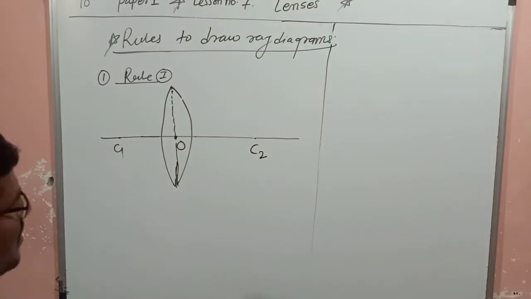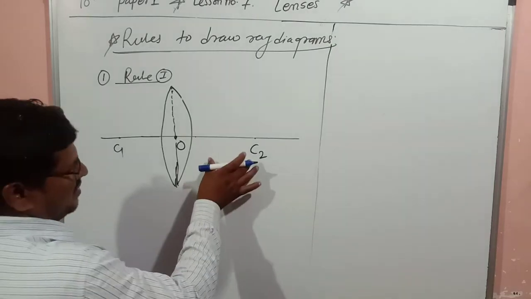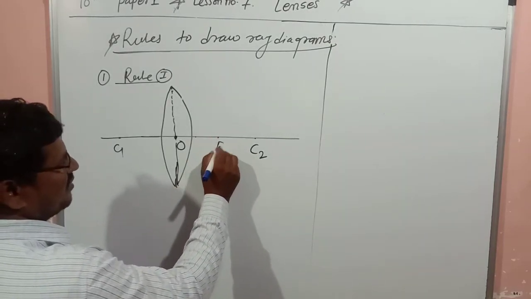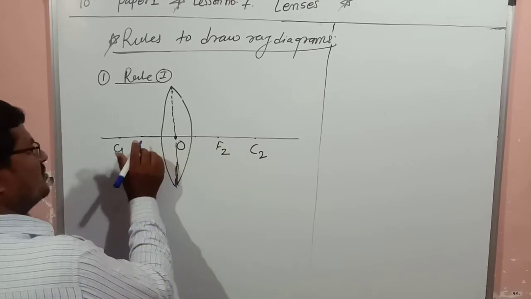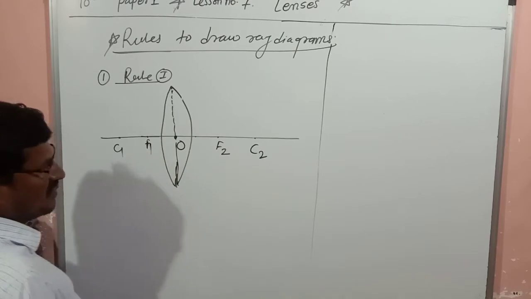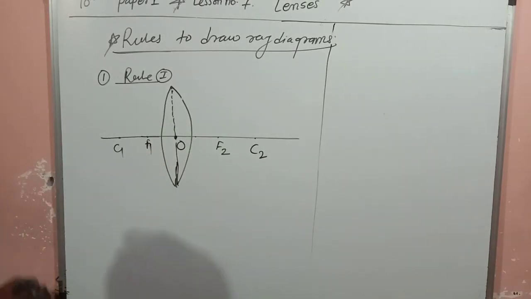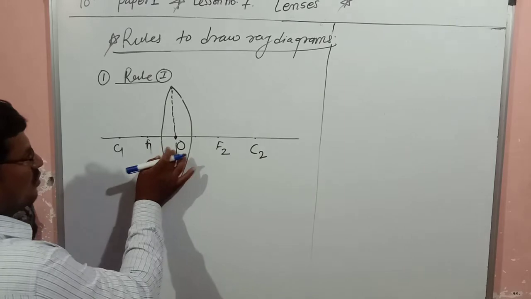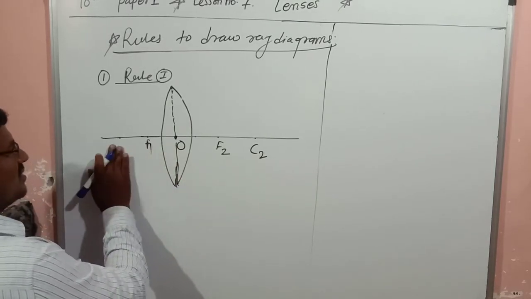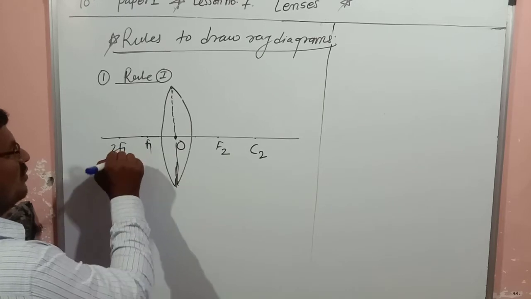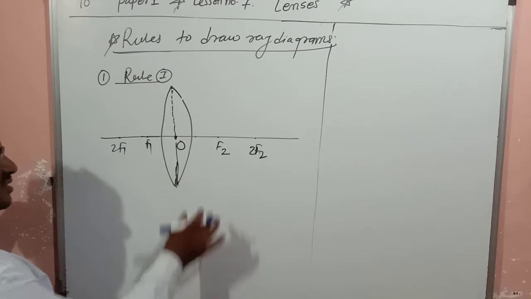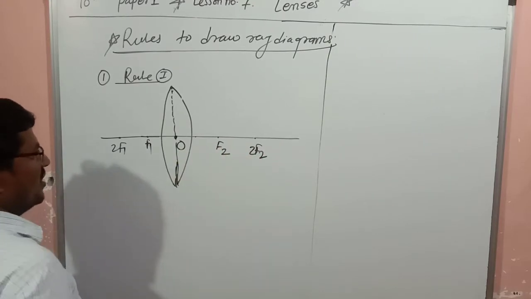Again, one more thing. This is the radius of curvature, so at half the distance here will be F2, and here also, exactly at the midpoint, will be F1. The diagram will be like this. This distance OF1 and F1 to C1, you are taking as 2F1, and here you will take 2F2, because these two distances are equal.